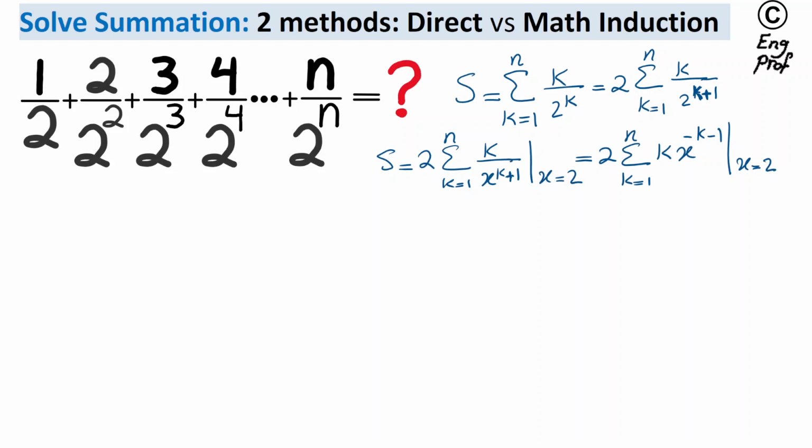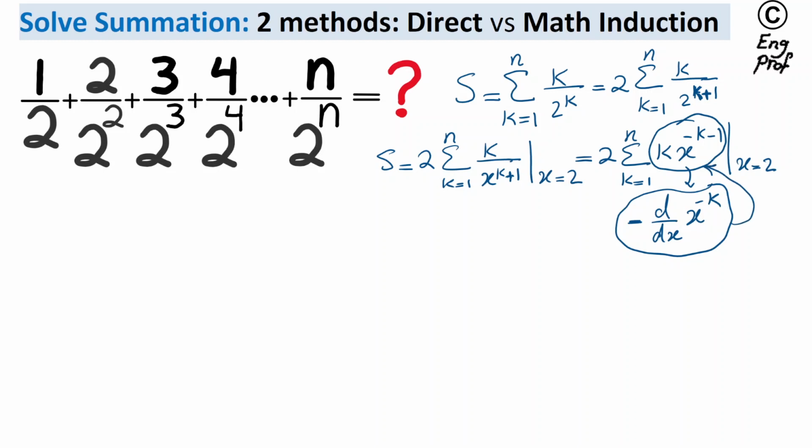If you take a look at what is here, that very much looks like the derivative with respect to x of x to the negative k, with a minus sign. If you compute this very simple first order derivative, you would see that the derivative of x to the negative k will give you this.